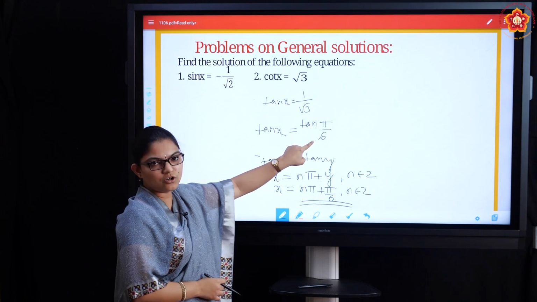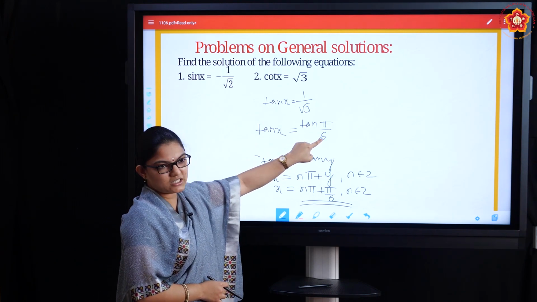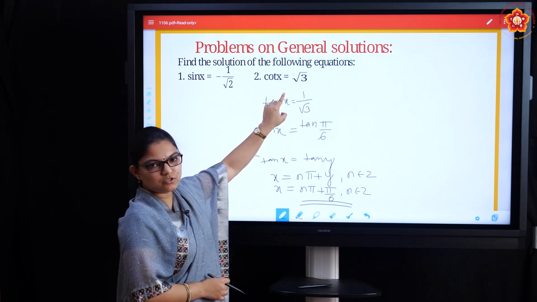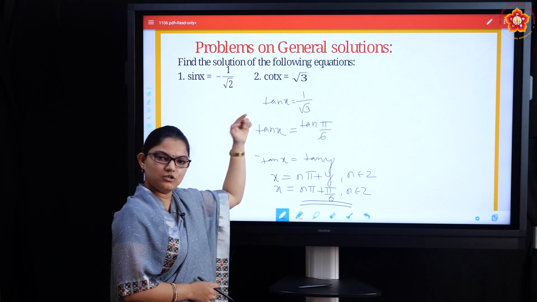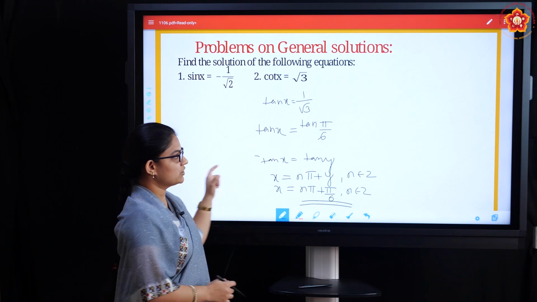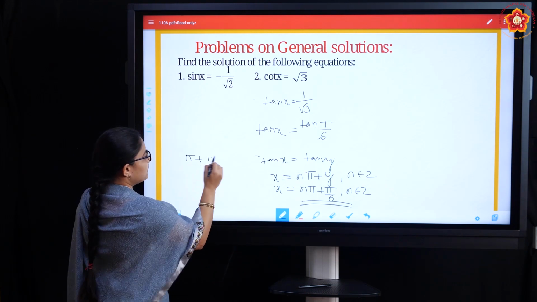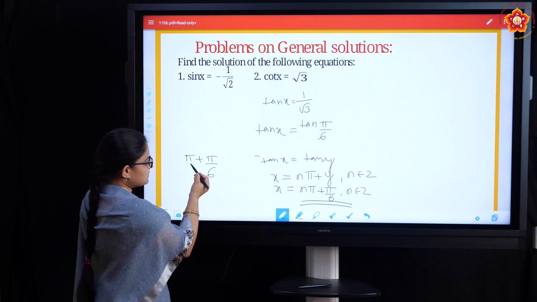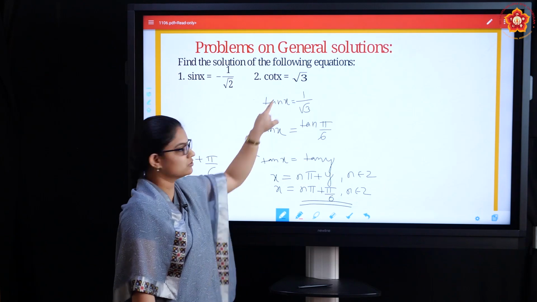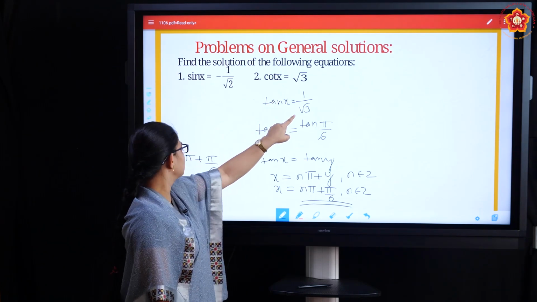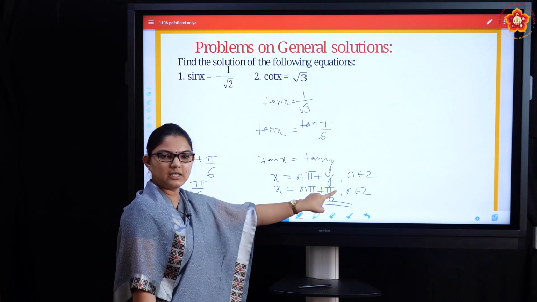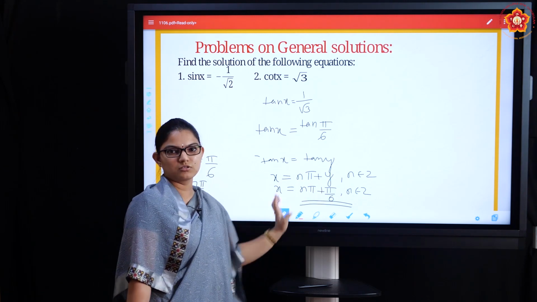You are free to choose any of the angles. If not pi by 6, what other angle can you choose? It is positive in the first and the third quadrant, so you can find the angle in the third quadrant. That is pi plus pi by 6, that is 6 pi plus pi, that is 7 pi by 6, which also satisfies this equation. So we can write tan x is equal to tan 7 pi by 6, then we get the general solution as x is equal to n pi plus 7 pi by 6 for n belongs to z.